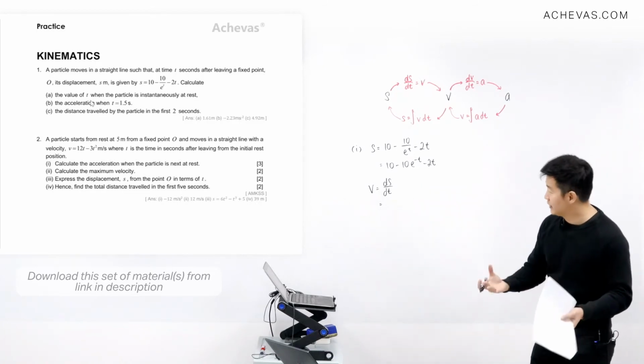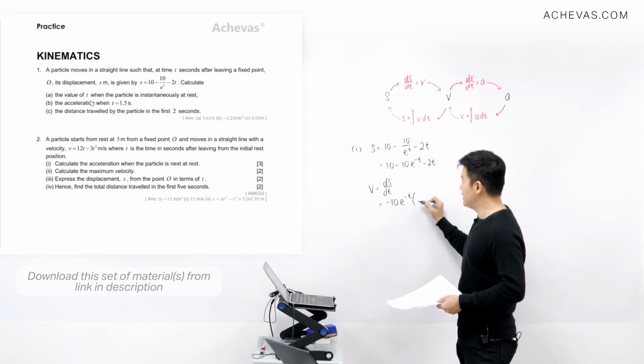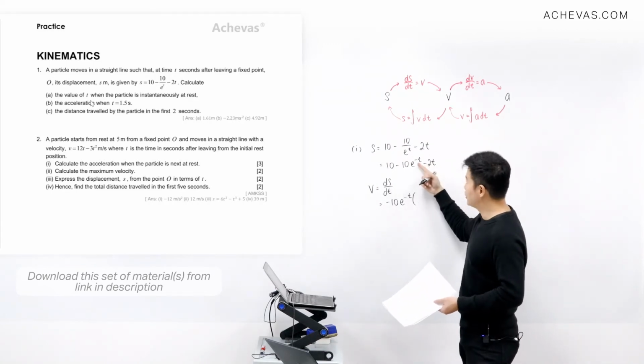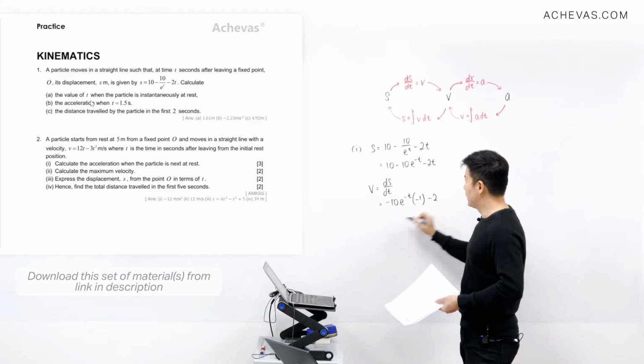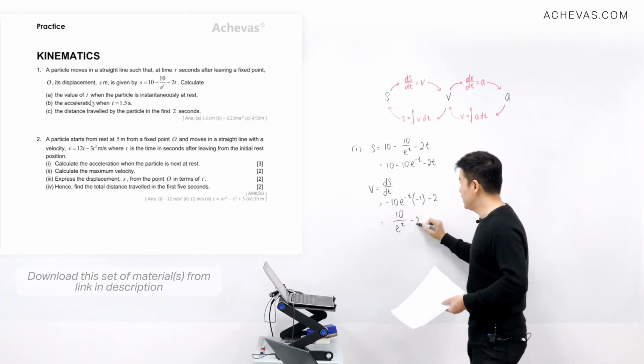Differentiating 10, we're going to be getting a 0. Differentiating this, it is going to be minus 10 e to the power of minus t. Applying the chain rule to differentiate minus t, it is going to be minus 1, then minus 2. So we have 10 over e to the power of t minus 2.